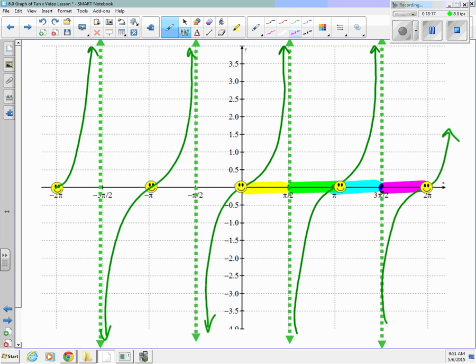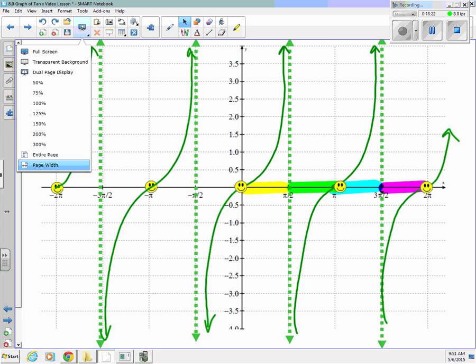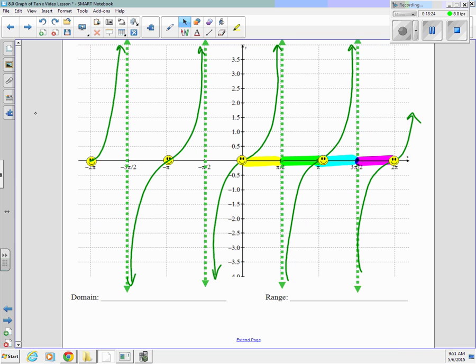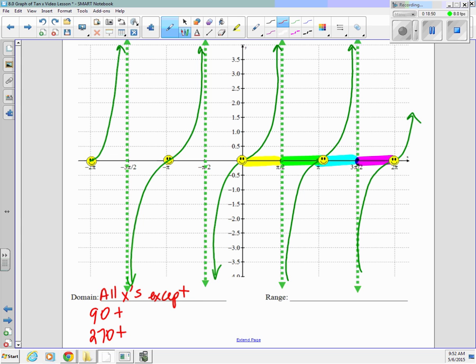Now, I did want to talk about the domain and the range a bit. So I'm just going to zoom out here a little bit. The domain: tangent is defined for all x's except where we have the asymptotes. So the domain of tangent is all x's except 90 and 270, and I can add any multiple of 180 degrees.